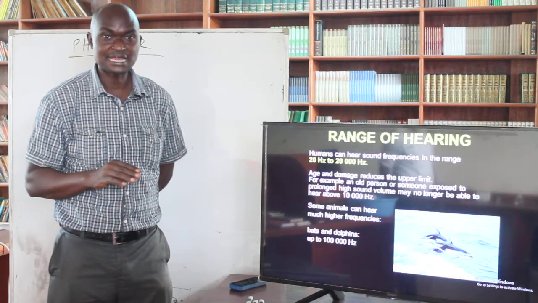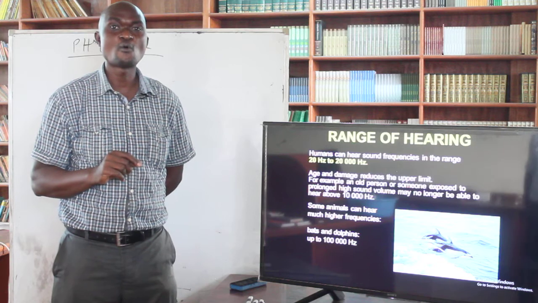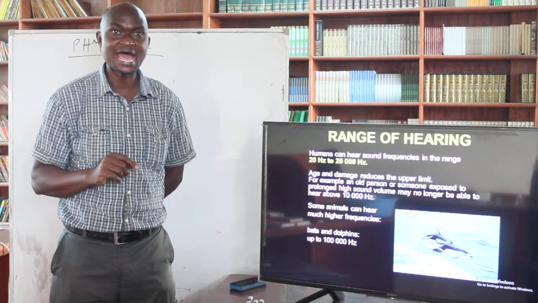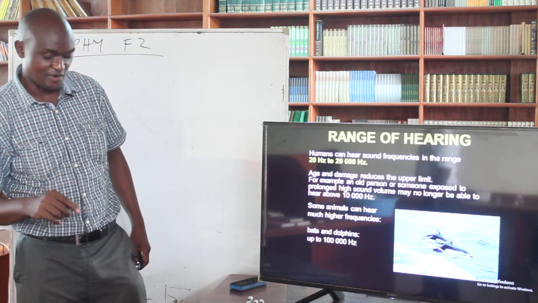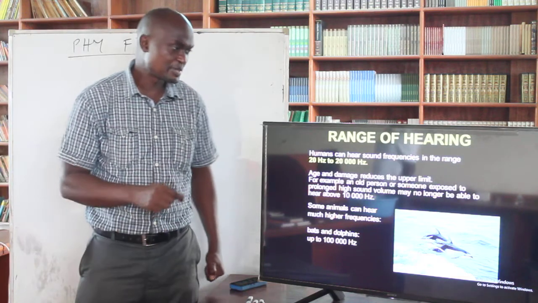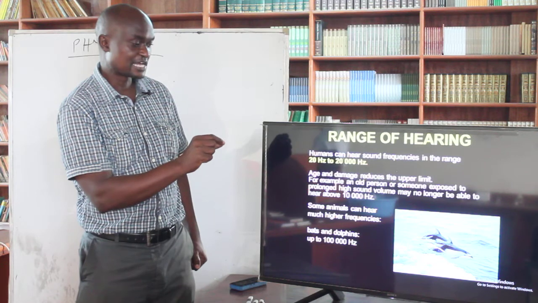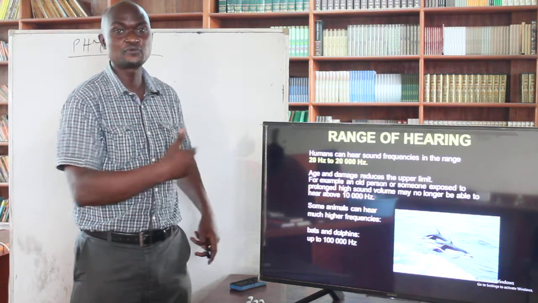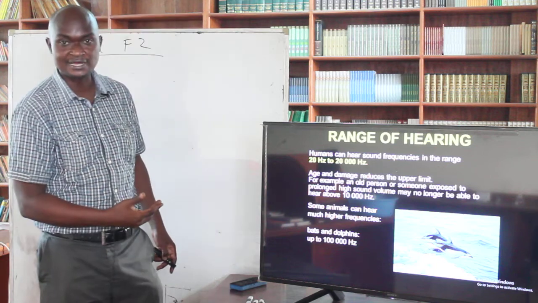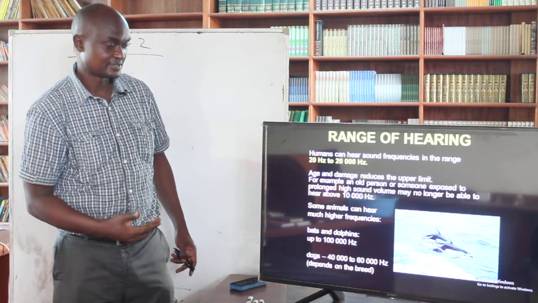Birds and dolphins can perceive sound of up to 100,000 Hz. Now there's a picture of a dolphin. Dolphins are said to be able to perceive that kind of sound from a very long distance, and that's why they can come very quickly to rescue someone who is stranded at sea.